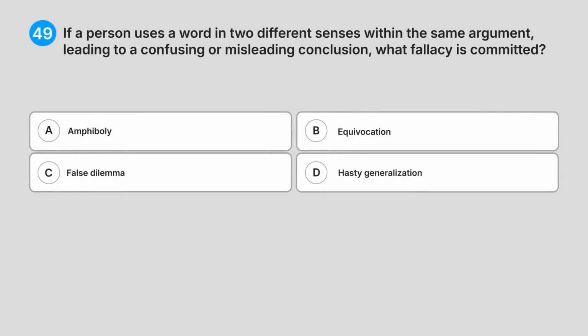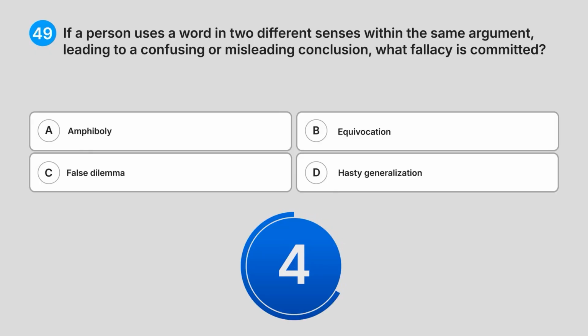If a person uses a word in two different senses within the same argument, leading to a confusing or misleading conclusion, what fallacy is committed? A. Amphiboly, B. Equivocation, C. False dilemma, D. Hasty generalization. What do you think is the answer?